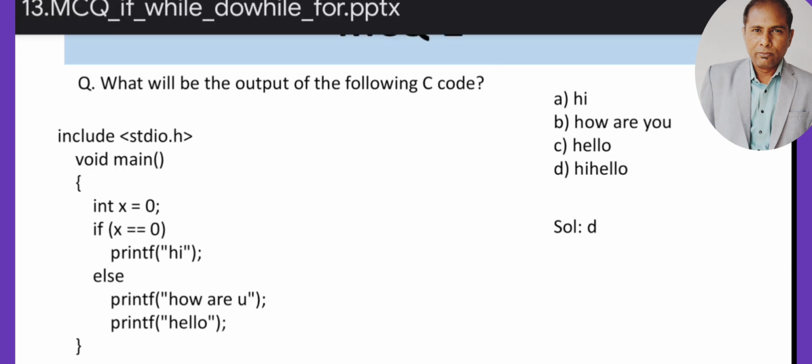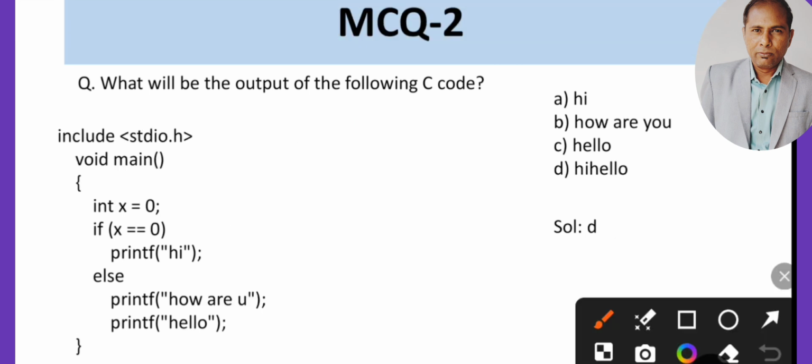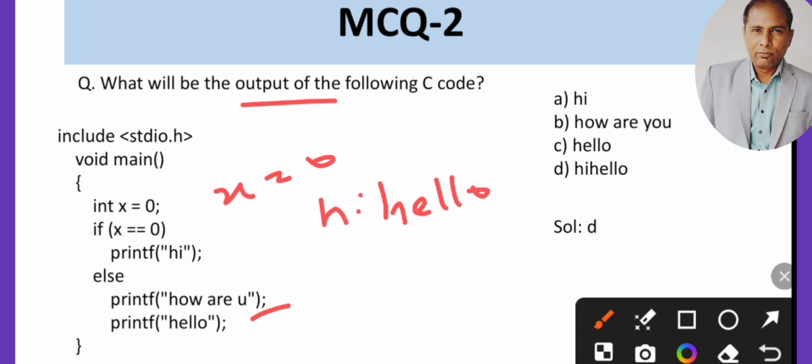If we move on, question number 2: what will be the output of the following C code? In the C code, x is given as 0. It is checking if x is equal to 0, so it should print hi. Else it will not come. This is out of the else block because we have not used the curly braces here. So it will also print hello along with hi. So hi hello should be the correct answer.